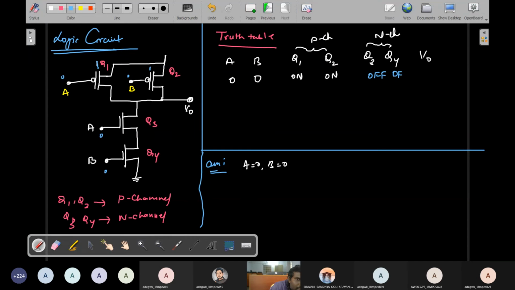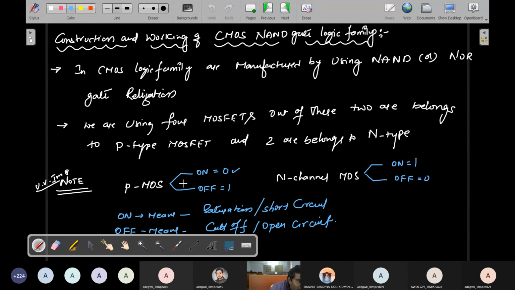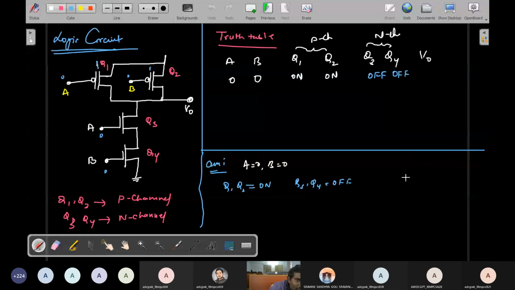So finally, Q1 and Q2 both are in the on state and Q3 and Q4 both are in the off state. Why? Because according to this important note, for a P MOS, if 0 is given it is in the on state, and for an N MOS, if 0 is given it is in the off state.